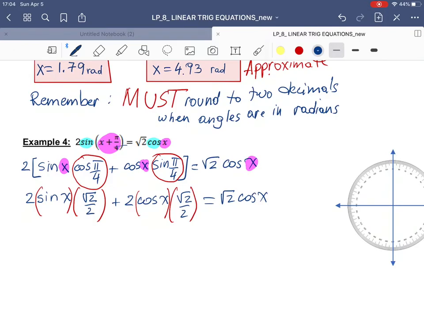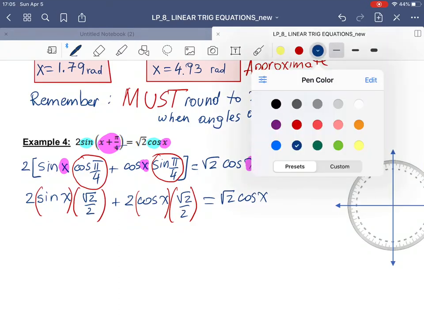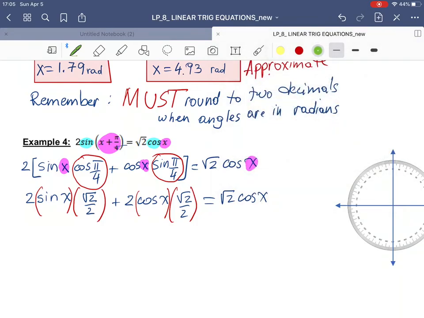Okay, so I have sine x, I have cos x, I have cos x in here, and the next thing I want to do is simplify a little bit more, if possible. So the coefficient 2 will simplify the fraction, the denominator, and this one as well. Rewrite the equation. So we have root 2 sine x.